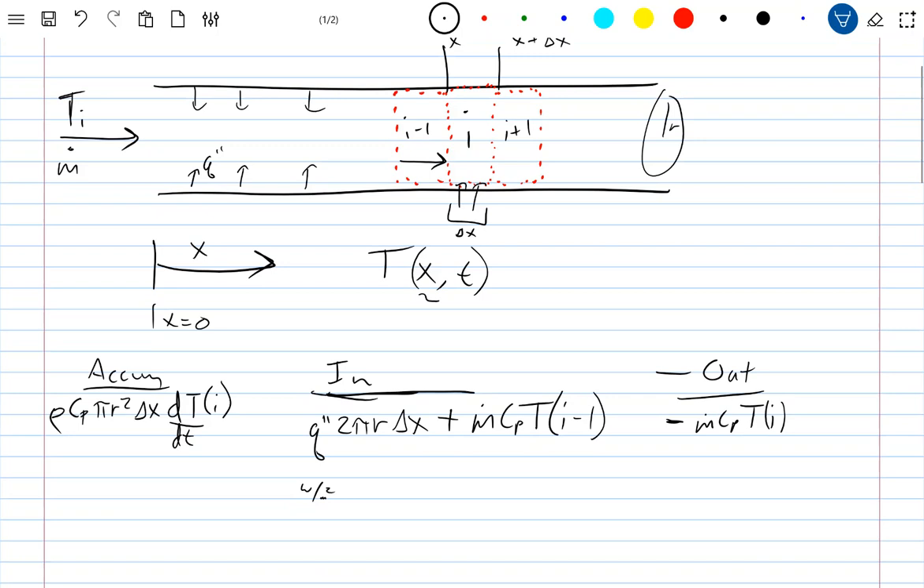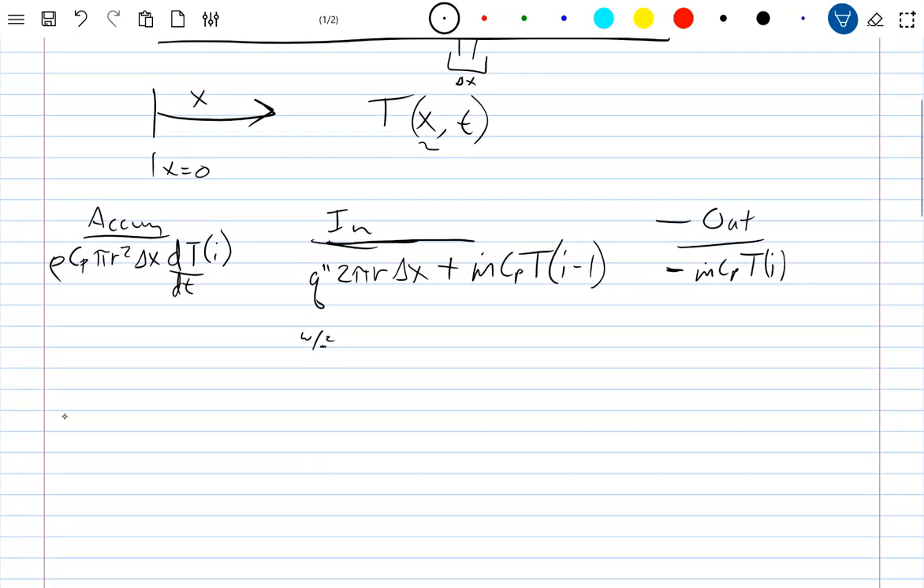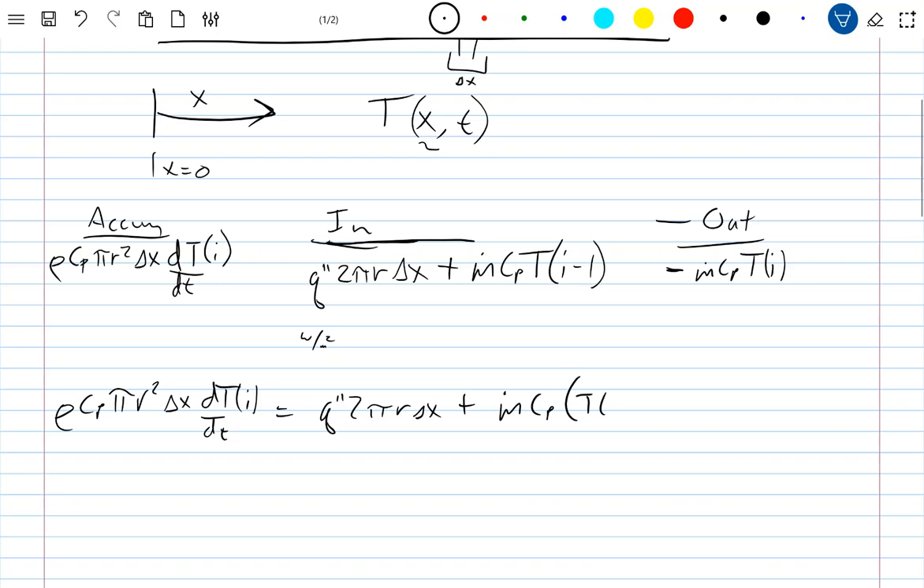So our energy balance becomes rho Cp times pi r squared times delta x times dT/dt. Keep in mind that's specific to node I. It is equal to our applied flux and the appropriate area, Q double prime times 2 pi r delta x, plus m dot Cp times (T_{i-1} minus T_i).